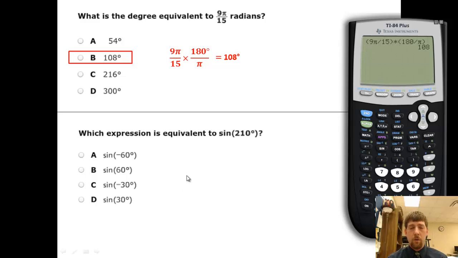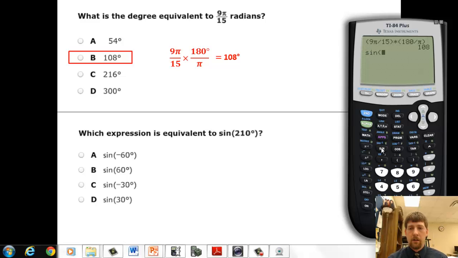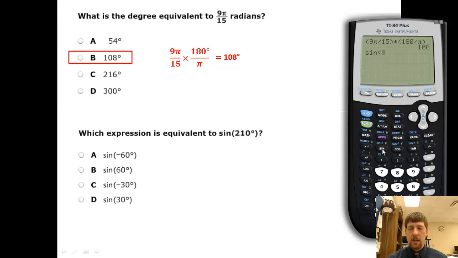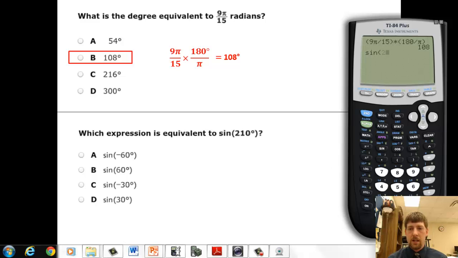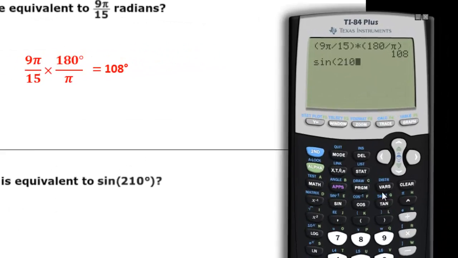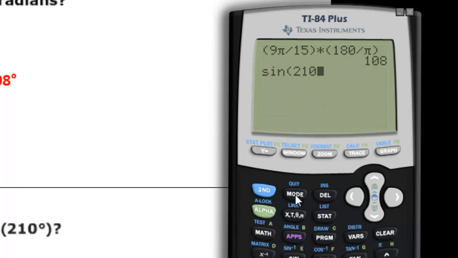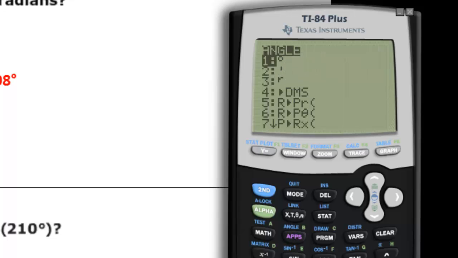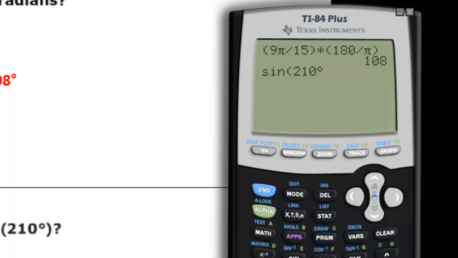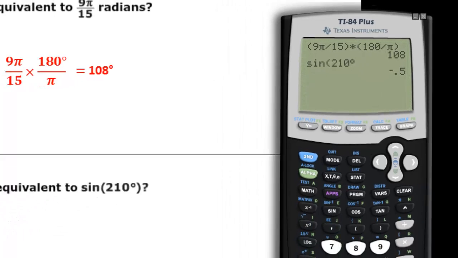Now for the second example. Which expression is equivalent to sine of 210 degrees? Well, that's pretty straightforward. There's a sine button on my calculator, so I can just punch sine of 210 degrees into the calculator. Now, remember our mode, we set it on radians a long time ago. We want to keep it on radians. So to make the calculator do degrees, we have to hit this second angle right here and grab that degree symbol, so that it actually does sine of 210 degrees, which is negative 0.5.